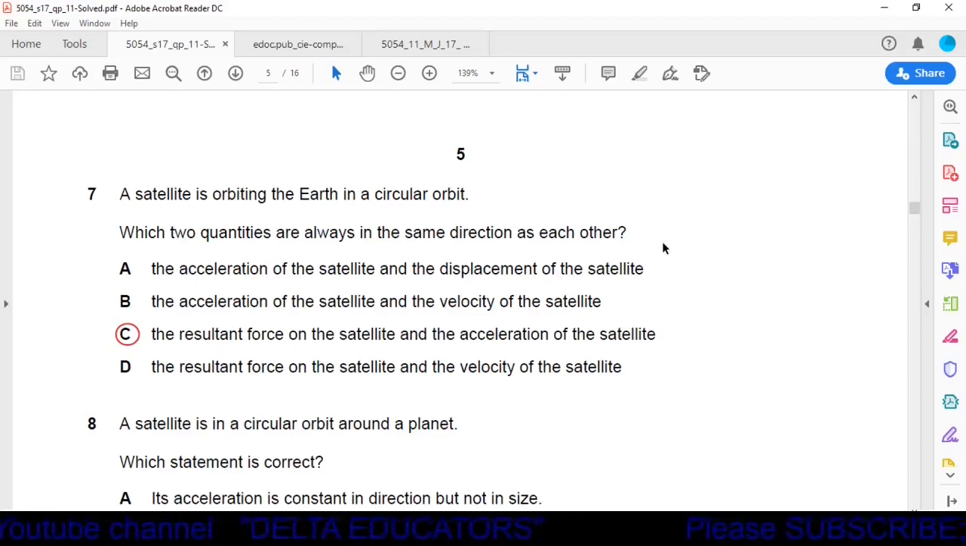According to Newton's second law of motion, whenever there is a resultant force, there is an acceleration, and that acceleration is in the direction of the resultant force. So acceleration and resultant force should be in the same direction, and it is given in option C. So option C is the correct one. The resultant force on the satellite and the acceleration of the satellite will be in the same direction.